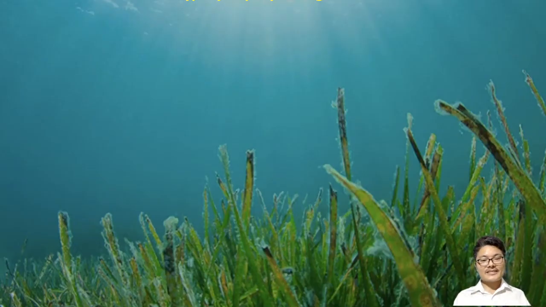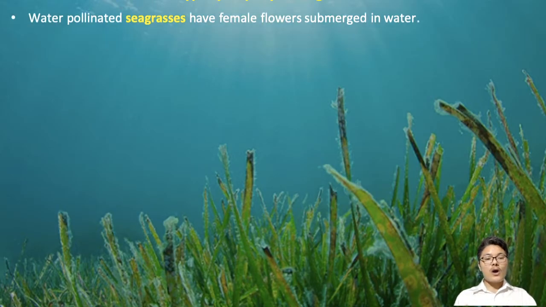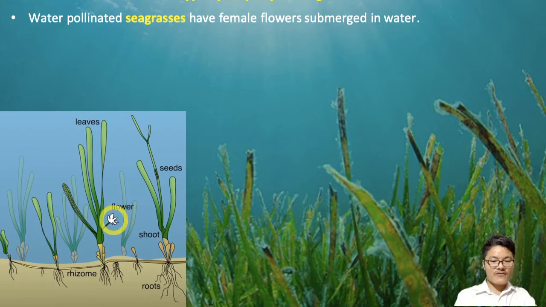Now, let's discuss hypohydrophily in seagrasses. We have seen Zostera as an example of a seagrass. Hypo refers to below, which here refers to below the water surface. Hydrophily is pollination by water. So this is pollination occurring inside the water body, below the water surface. Hypohydrophily occurs in seagrasses. Water pollinated seagrasses have female flowers which are usually submerged in water. As you can see in this image, female flowers grow inside the water body, not exposed outside the water surface.